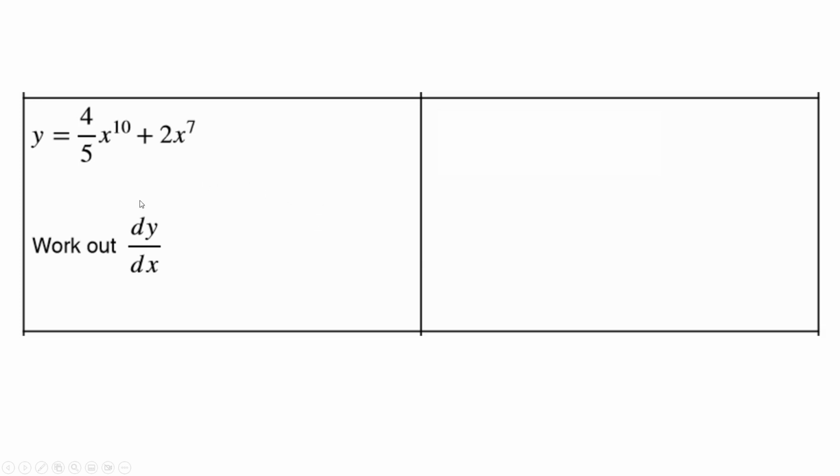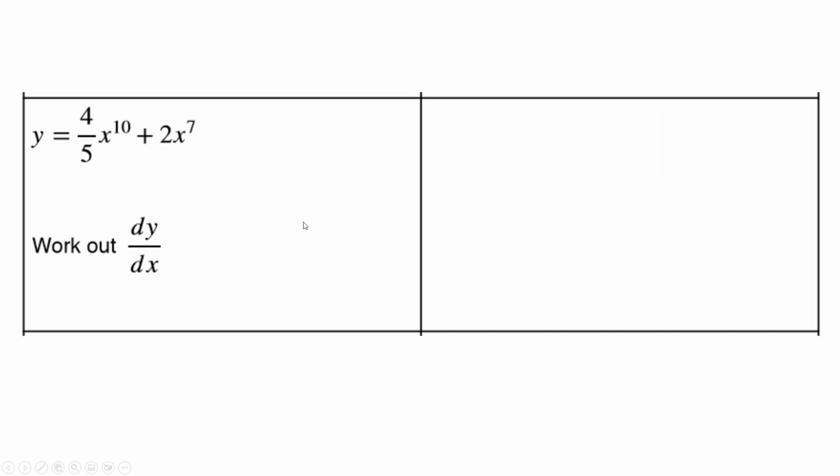If you do international GCSE, you'll need to know how to do this as well. If you do normal GCSE, you don't need to know how to do it, but you'll learn it for A level, so you might as well get ahead a little bit, but you don't need it before your exam. Differentiate, bring down the power, take away 1 from the power.